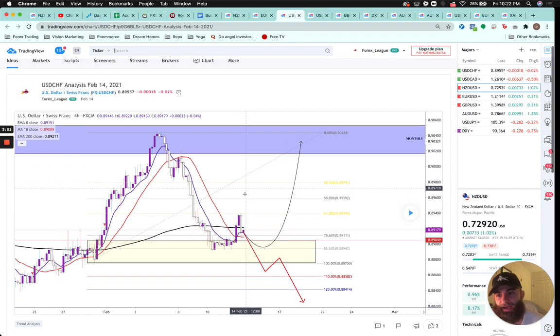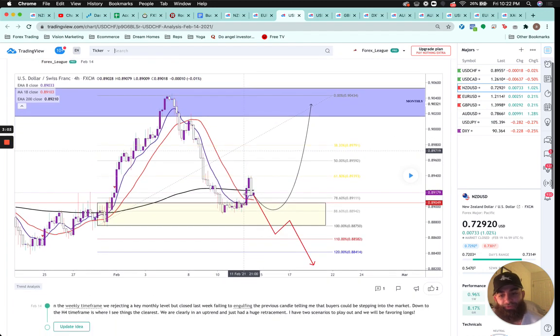Next, let's look at USD CHF. On the weekly time frame, we're rejecting a monthly level. That's this one up here, but closed last week with failing to engulf the previous candle, telling me that buyers could still be stepping into the market. Down to the 4 hours where I see things the clearest. We are clearly in an uptrend and just had a huge retracement.